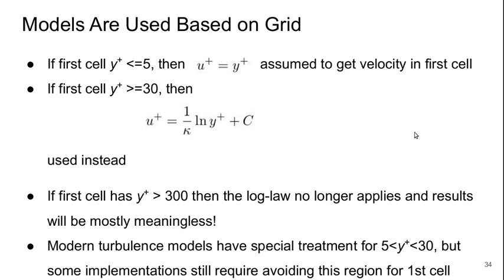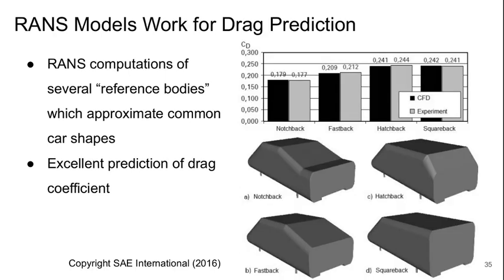Most modern turbulence models do have special treatment for the first cell y plus falling between 5 and 30, but some implementations do still require avoiding this region for the first cell. So in practical use of, say, commercial codes, it's important to read the documentation for the turbulence model you're using to make sure that your grid is appropriate.